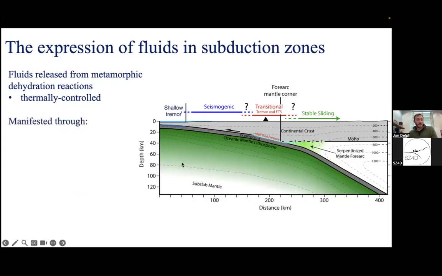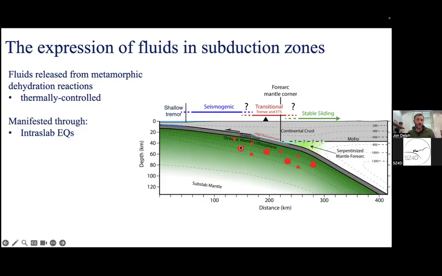So we think that this is mechanically manifest through intraslab seismicity, our classic Wadati-Benioff zone earthquakes, right? These are taking place within the downgoing oceanic lithosphere as a result of the volume change associated with those dehydration reactions. Now, if that fluid can actually escape from the downgoing crust, it can be reflected in different processes depending on the depth at which it's released.